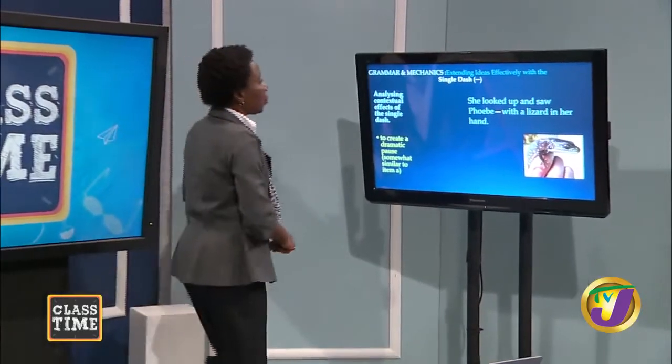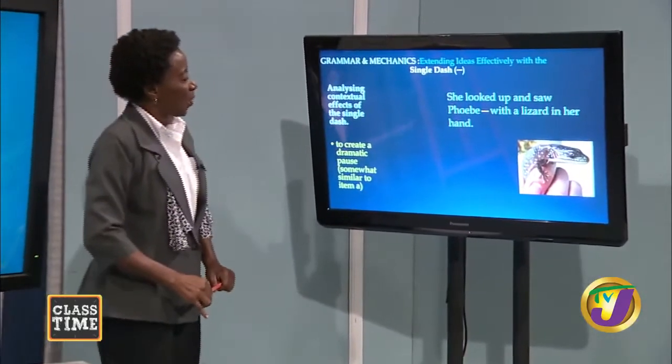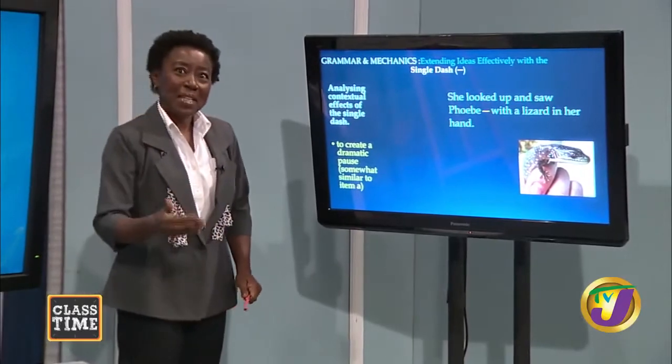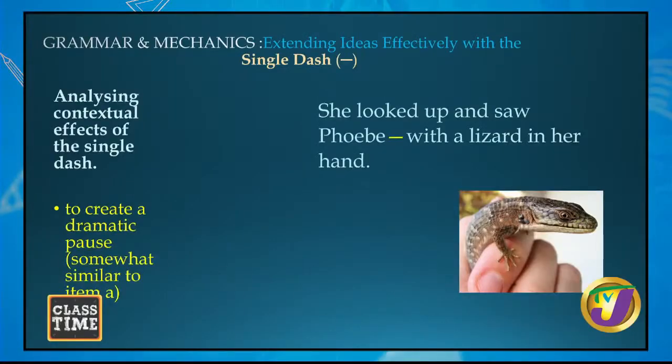So let's go to this one. We can use the single dash to create a dramatic pause, somewhat similar to A. And I'll just quickly take a look at A. A is the one with the woman, okay, the poem. So I'll just quickly go there in a minute and return. But we'll just do this first. So she looked up and saw Phoebe with a lizard in her hand. Okay, so a dramatic pause.